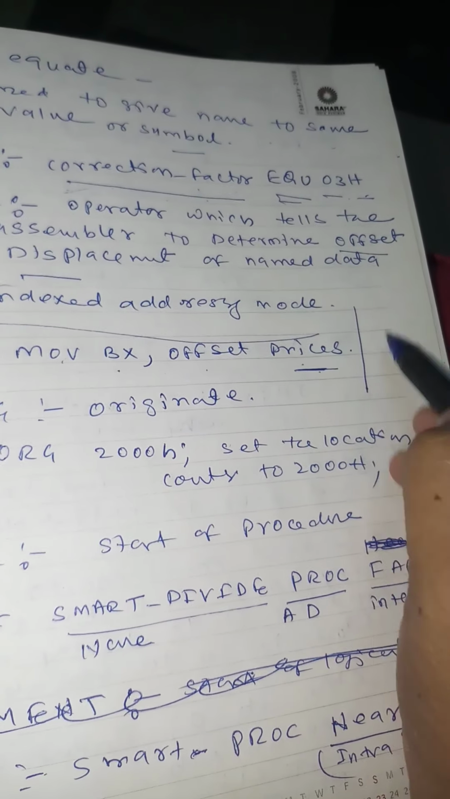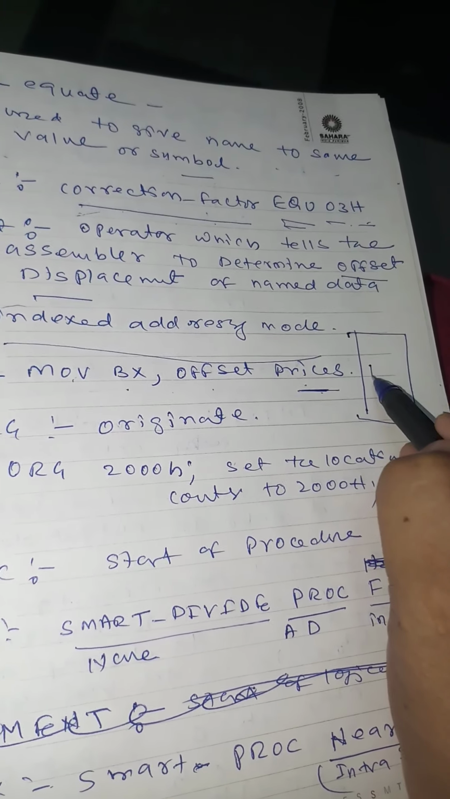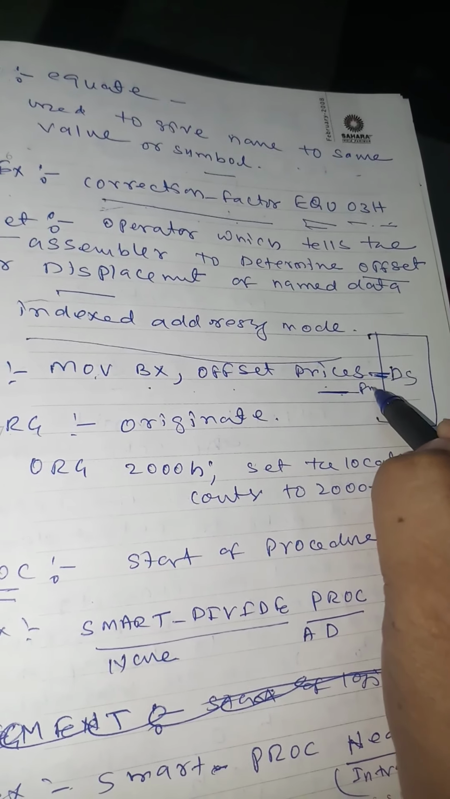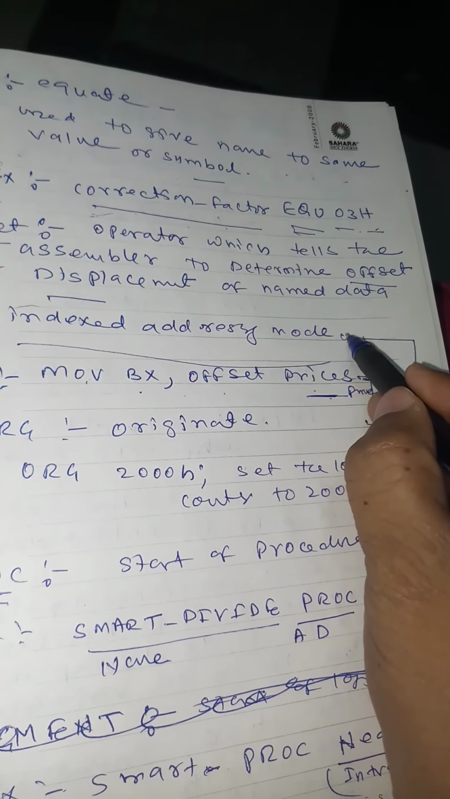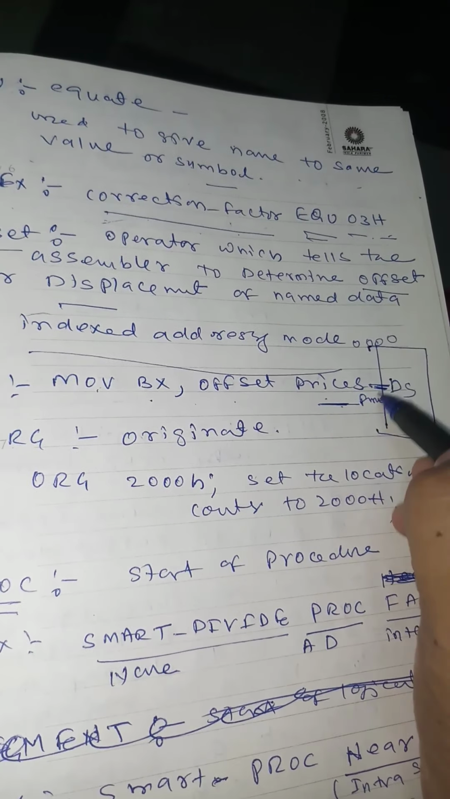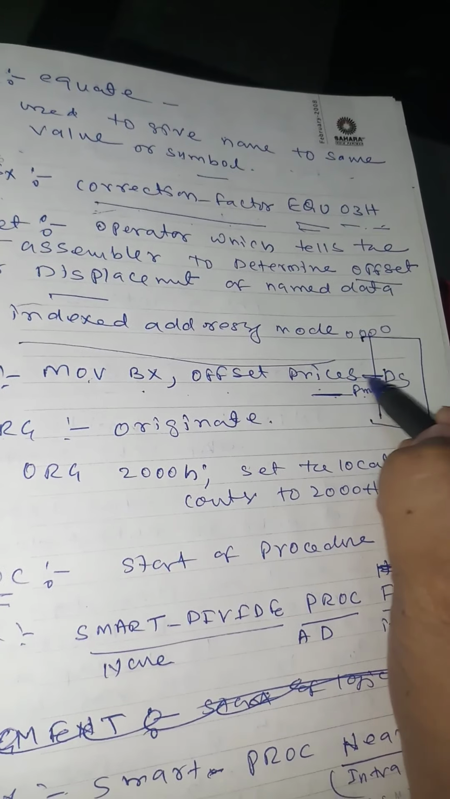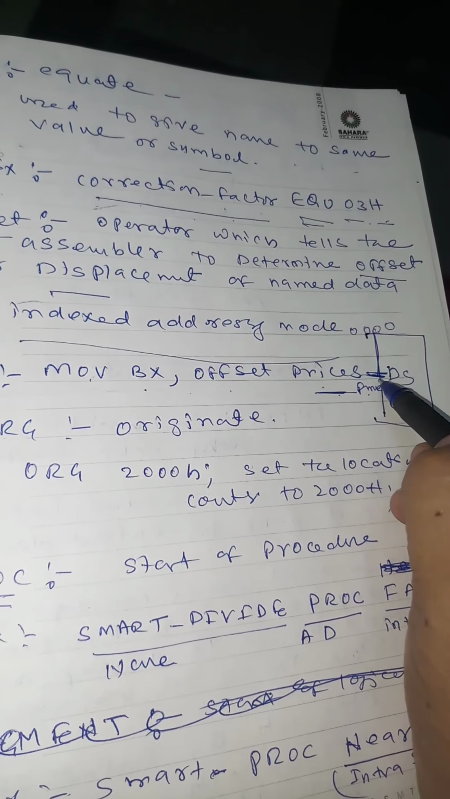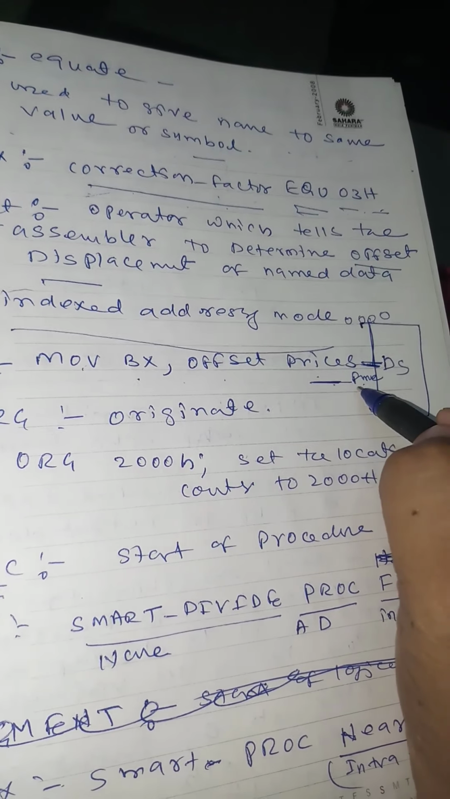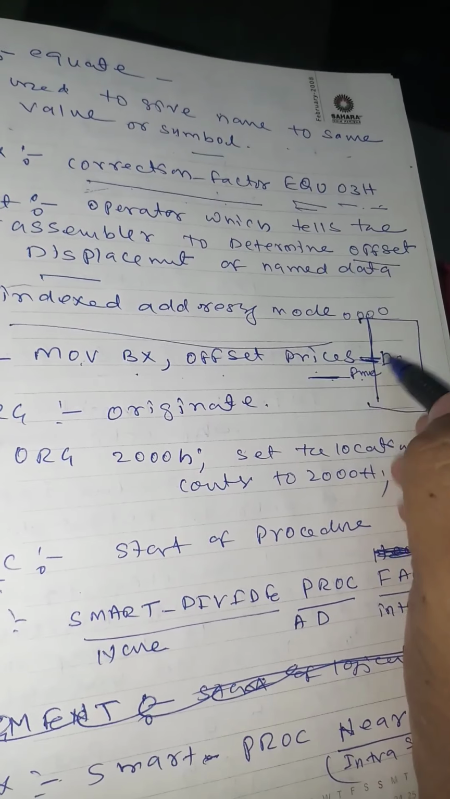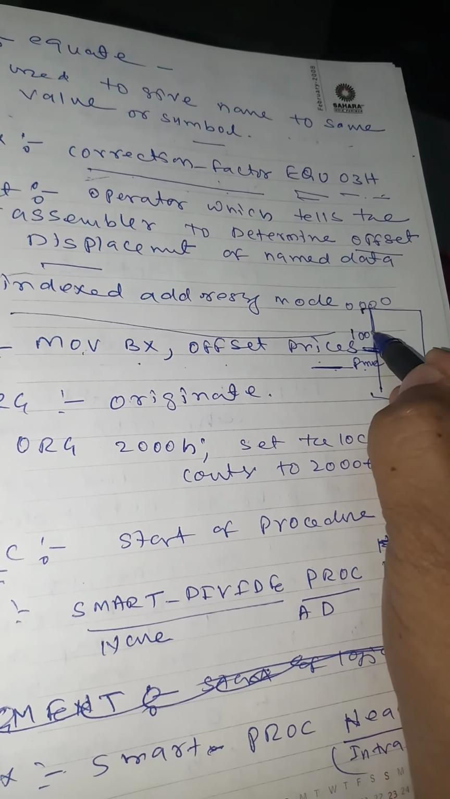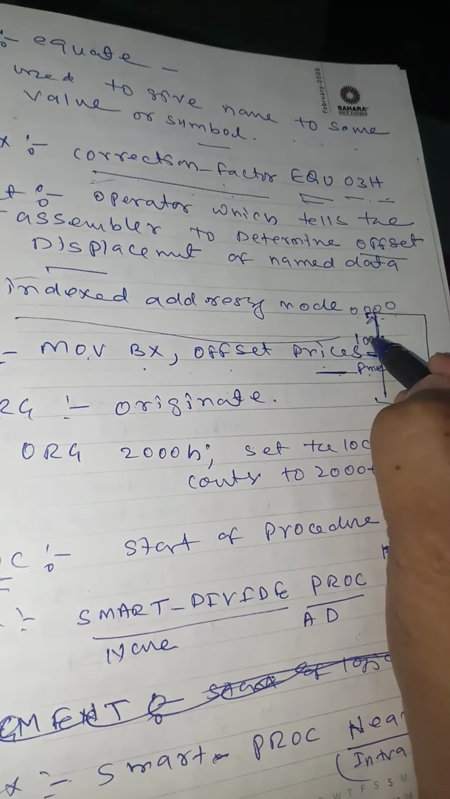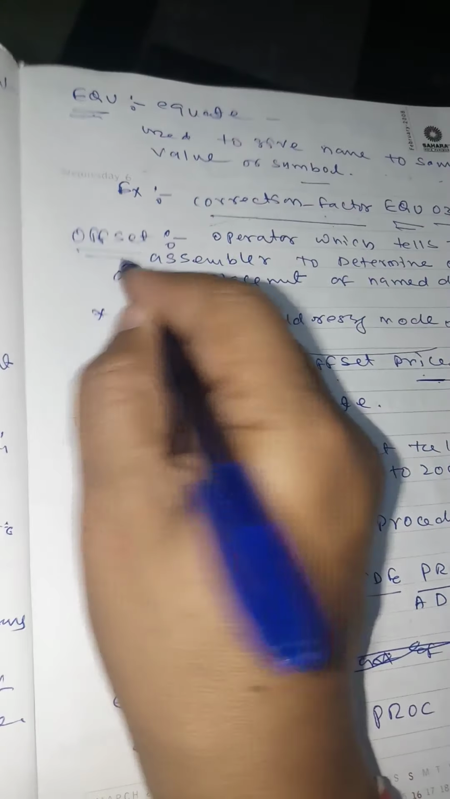Let us assume this is a data segment, and here we have the prices. This is the start of the segment, and let us assume the prices are present here. So this is the displacement from the starting of the segment to the point where we have the prices. Prices is a variable name in memory. For example, let us assume 1000, so from 0000 to 1000. This displacement is calculated by using offset.